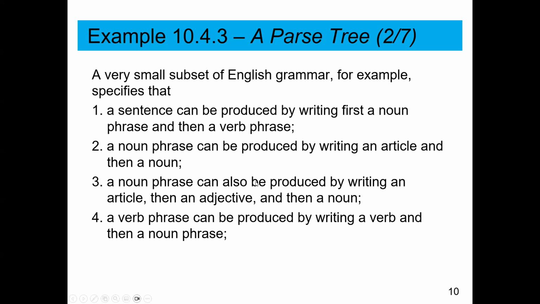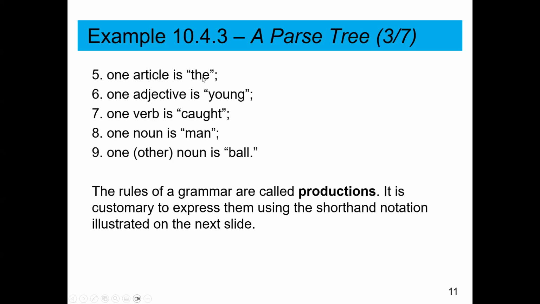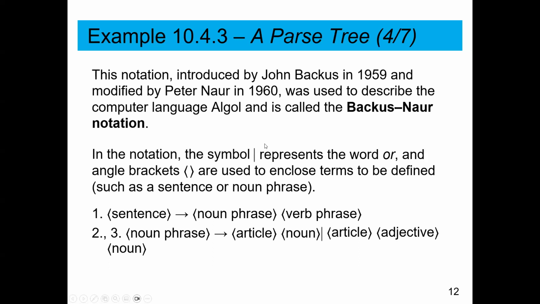Next, a noun phrase can be produced by writing an article, an adjective, and then a noun. I could have done the young ball, and then I have to follow that with a verb phrase. Well, the verb phrase is a verb followed by a noun phrase. That would be caught, and then I have to do a noun phrase, which is an article and a noun, the man. So I could write the phrase based on this, the young ball caught the man, but that doesn't always make sense. So let's see how this is going to end up working out.